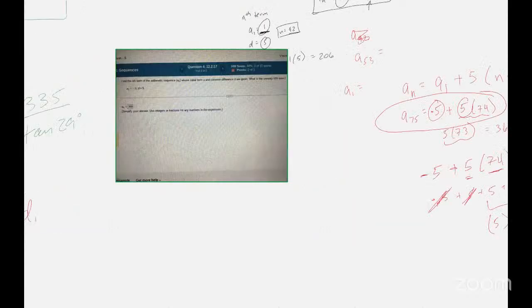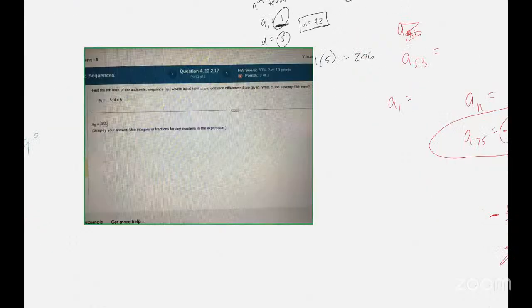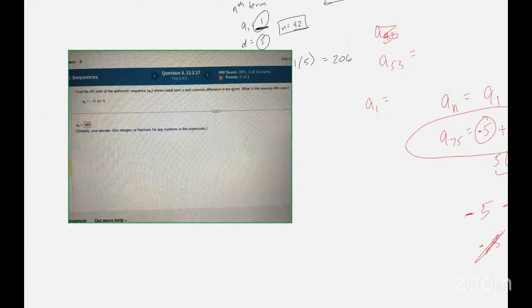A sub n equals 365, but you said that was wrong. That's what it said when I clicked check the answer, and it said it was wrong for some reason. Yeah, it should be 365. I don't know why it's telling you it's wrong. It just wanted the equation 5n minus 10, apparently. That's weird.